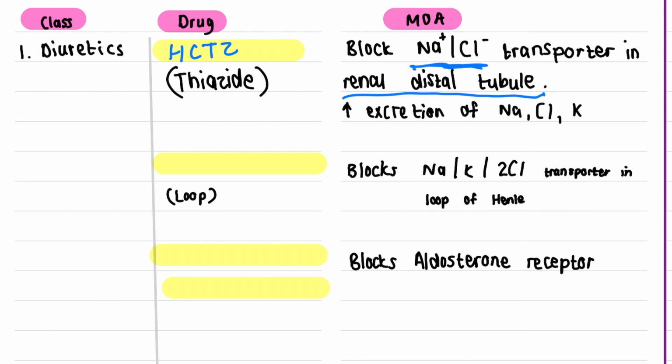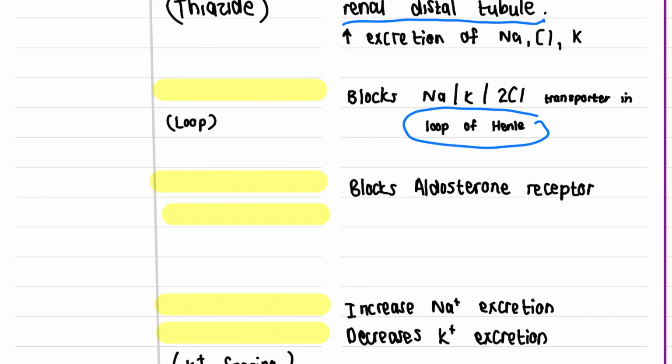Yeah. All right. Now, a loop diuretic works on a different place in the nephron. It's going to work in the loop of Henle. It also blocks the transporter of some ions, and an example of a drug in this area is furosemide.